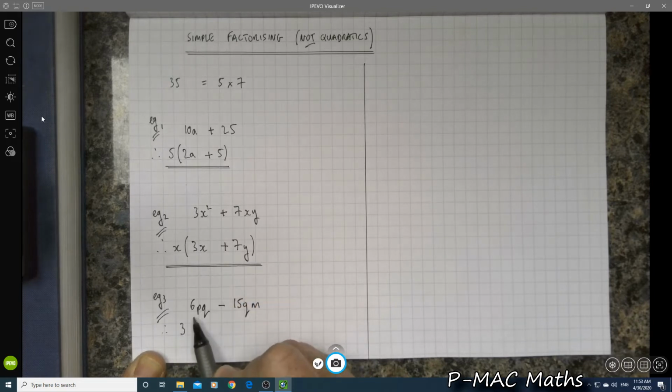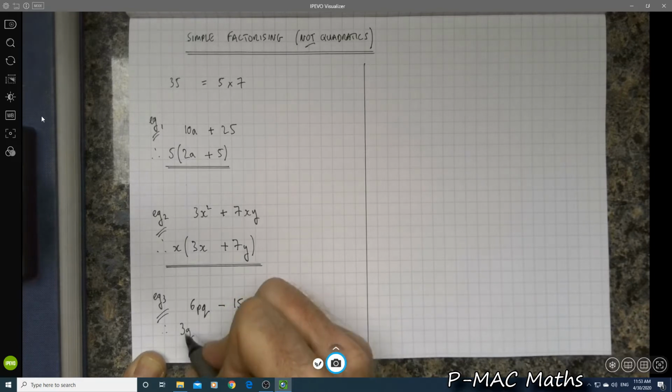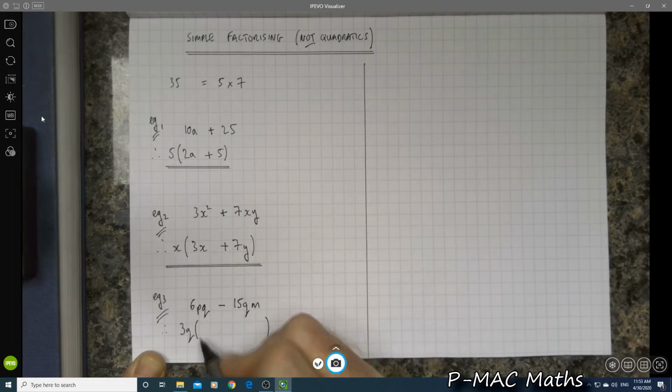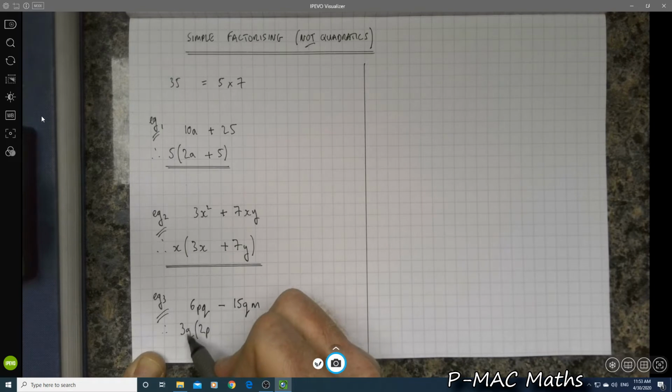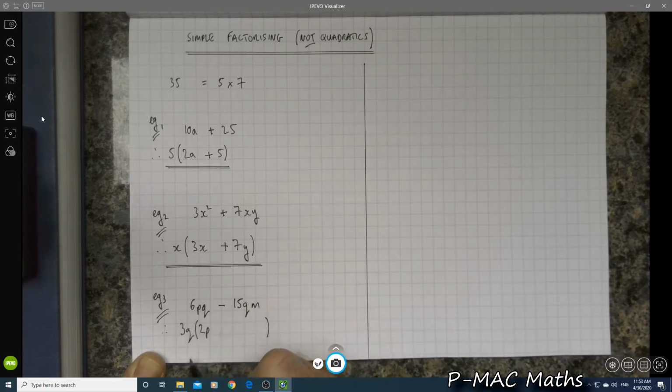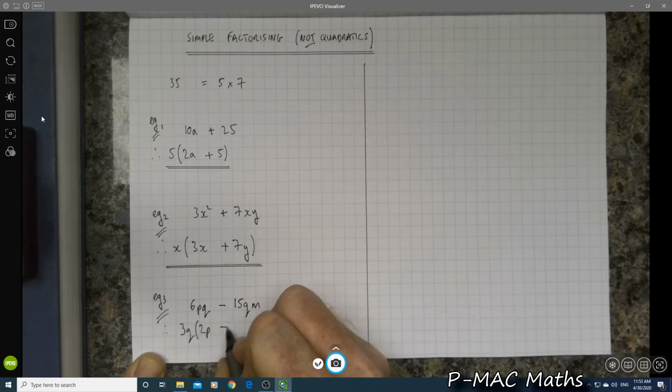Then looking at the algebra bits, I've got a pq and a qm. There's a q common to both terms. Let's bring that outside as well. Nothing else that I can extract. So let's think about the contents of my brackets to rebuild this question. 3q times what would make 6pq? I need to multiply the 3 by a 2 to get the 6, and I need to have a p there as well to make sure that these two bits multiply back together to give me that term. 3 2s are 6, pq, pq. This time it's minus, we'll match that in the bracket.